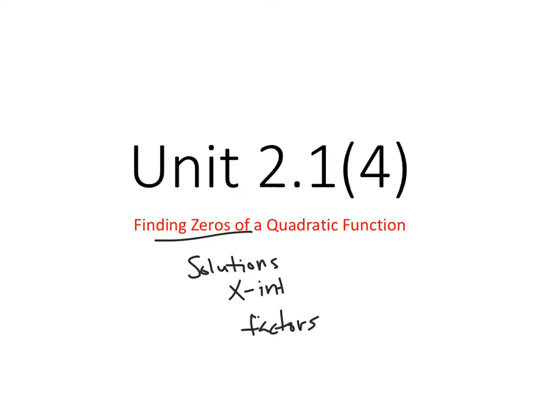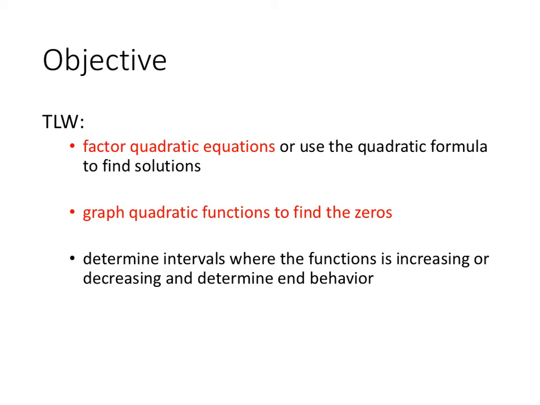So we had four names that we could use for these, and this is the essence of finding zeros of a quadratic function and what they mean to us. Our objective over the next couple days as far as finding the zeros is that we're going to factor quadratic equations and use the quadratic formula to find our solutions. What we're going to be focused on in this video is factoring the quadratic equations. The second thing that we're going to be focusing on today is graphing quadratic functions to find the zeros. So there are three ways that we're going to do this, and we're going to focus on two today.